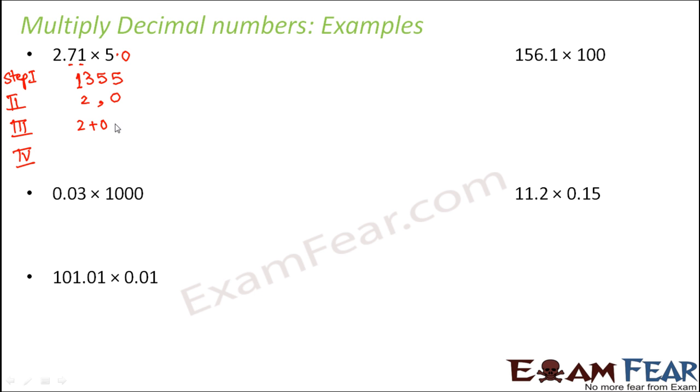In the third step, 2 plus 0 is equal to 2. In the fourth step, we place the decimal point in the product in such a way that the number of digits after the decimal point is 2.